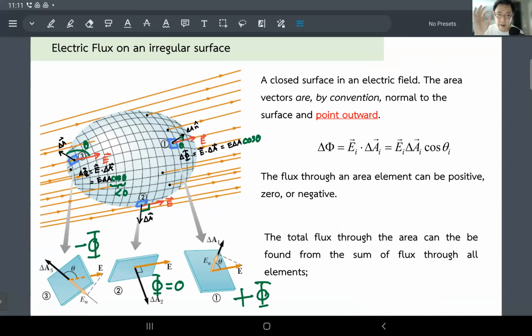Cool. All right, so that's what it is. But can you start to get the feeling of what flux really means now? Can you tell me a little bit here?